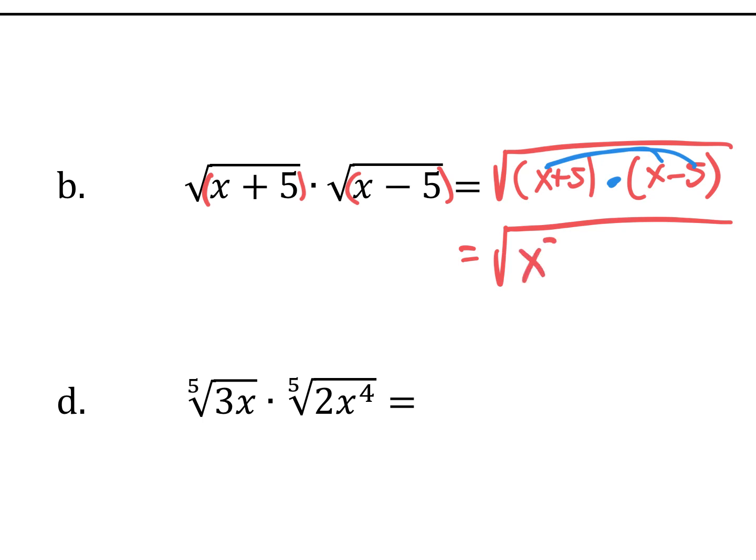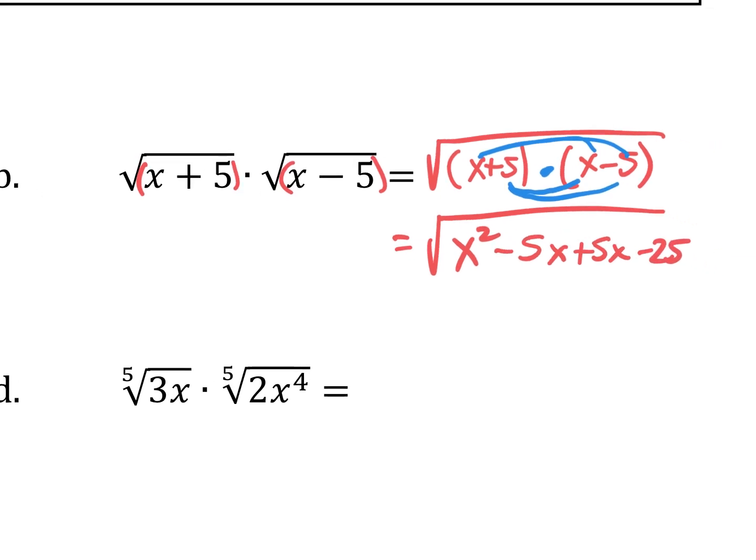We get x times x, which is x squared. Then x times negative 5, that's negative 5x. Now we've got to take this 5 here and multiply it times that x. That gives us a positive 5x. And then we've got this positive 5 times this negative 5, and that's going to be negative 25. 5 times 5 is 25, but we've got a positive times a negative. And we can simplify that a little further. Negative 5x plus 5x is 0. Those cancel. Okay, those are gone. And so we have x squared minus 25.